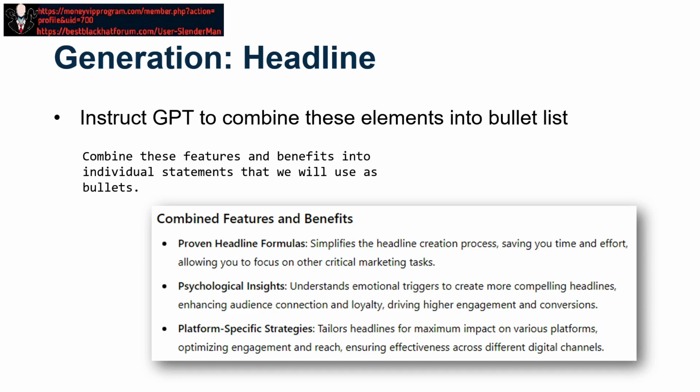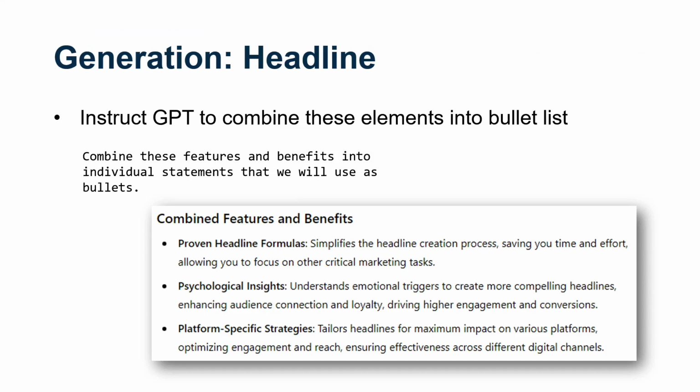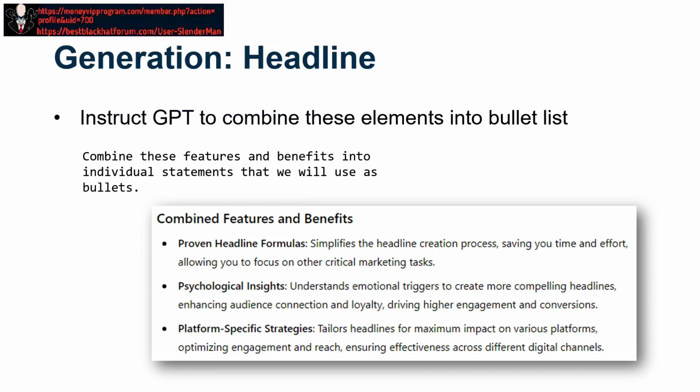So they give you psychological insights: understands emotional triggers to create more compelling headlines, enhancing audience connection and loyalty, driving higher engagement conversions. It's kind of fluffy. Platform specific strategies: tailors headlines for maximum impact on various platforms, optimizing engagement and reach and ensuring effectiveness across digital channels. Yeah, so if you notice, we're getting into the corporate gobbledygook speak when it comes to this, and that's something you generally want to avoid.